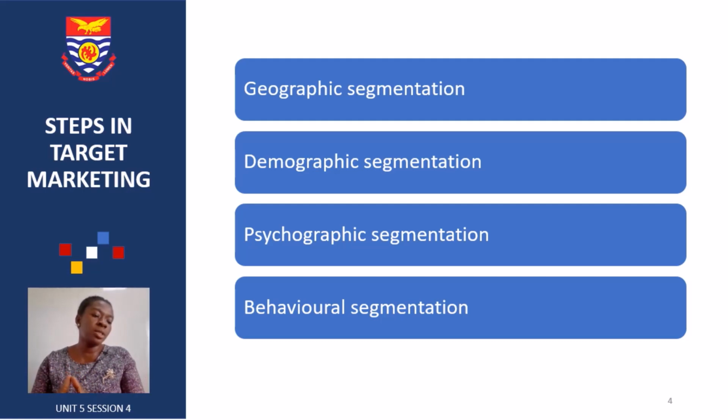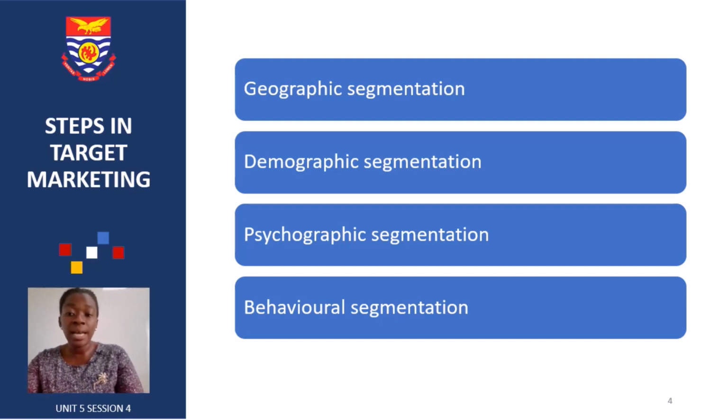So it could be Cape Coast, Greater Accra, Central Region, Ghana, Africa, West Africa, Europe. So you can segment your market based on where they find themselves on the globe, or on the ground. You can also do demographic segmentation, where you are looking out for the age, sex or gender, family size, family cycle, occupation, their lifestyle, their income patterns. All of these are things you can look out for when you are doing demographic segmentation.